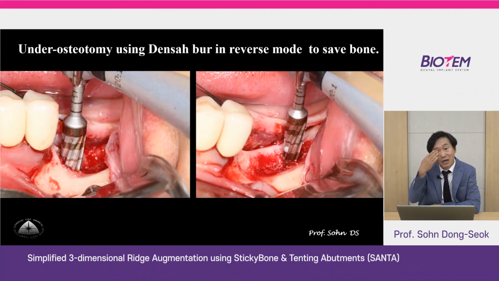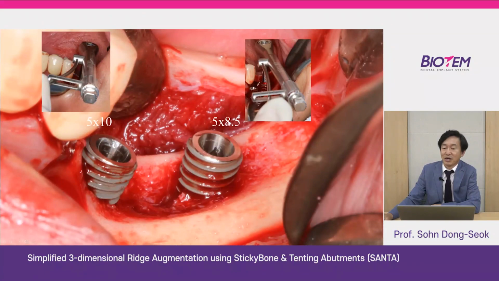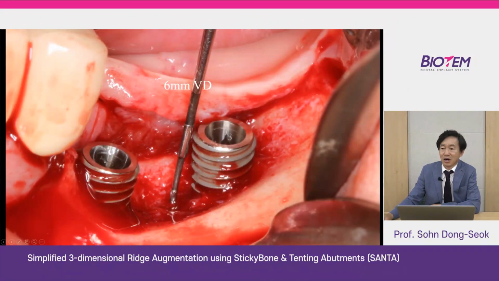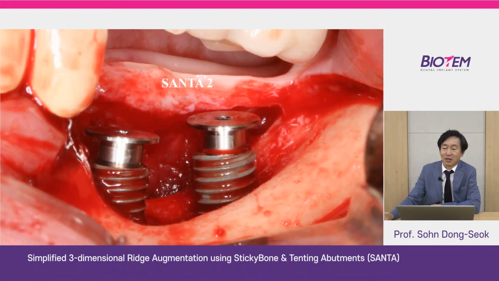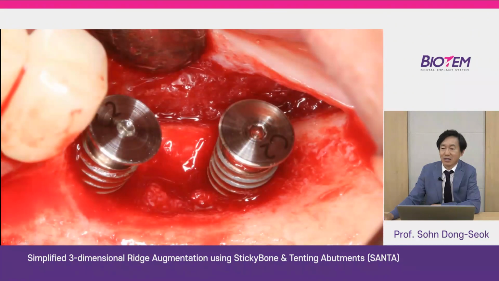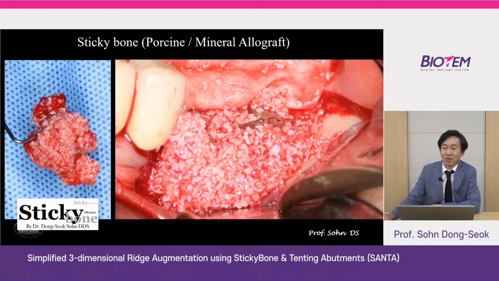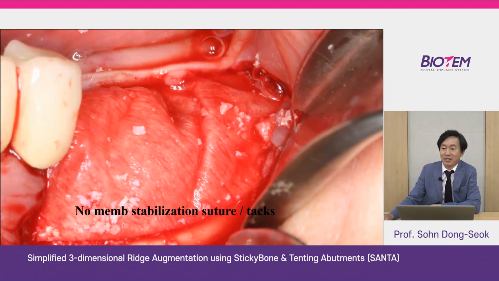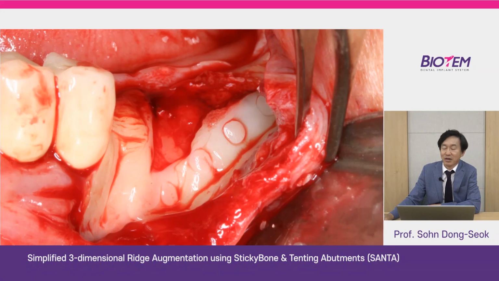In this case, under-osteotomy using Densah bur in reverse mode was used to save bone during osteotomy and to save the inferior alveolar nerve. The 2 implants were placed simultaneously, and initial stability was very good, even though this implant has only 2 millimeter apical engagement. Now there is a 6 millimeter vertical defect. Santa 2 was placed on each implant. You can see the complete loss of the lingual and buccal bone. This is the occlusal view. Sticky bone, a mixture of porcine bone and mineral allograft, was grafted. A collagen membrane was placed. A CGF membrane was placed over the collagen membrane to accelerate wound healing.